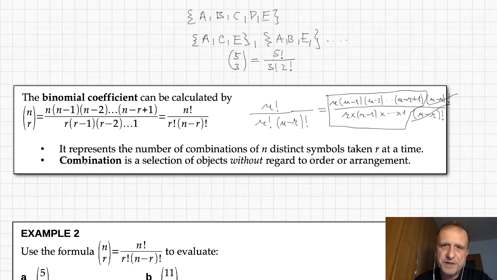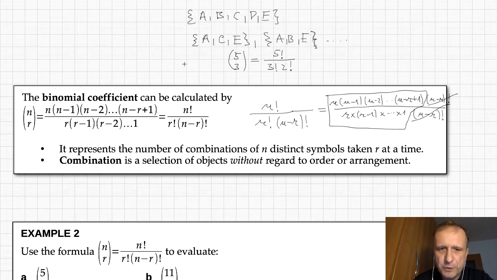Now, to remind you again what a combination is and what is the difference between combination and permutation. A combination is a selection of objects. We selected 3 symbols, 3 objects from this set, without regard to order or arrangement. So it didn't matter what the order of the selected objects was. So the combination ACE is the same as the combination CAE. These are the same. The order doesn't matter.